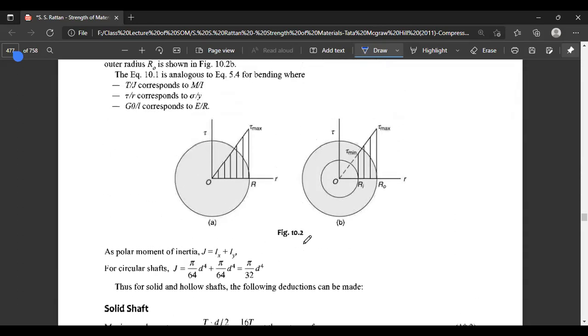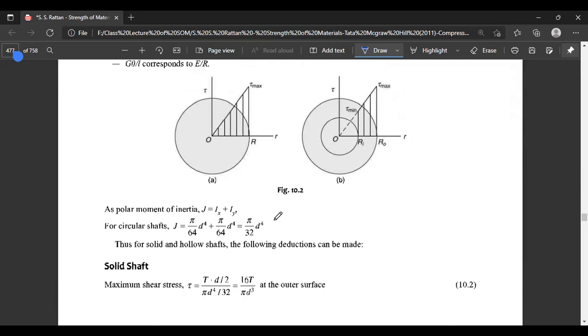The polar moment of inertia J is equal to Ix plus Iy. For circular shafts, J is equal to pi by 32 into d to the power 4. By solid and hollow shaft, this following distinction can be made.